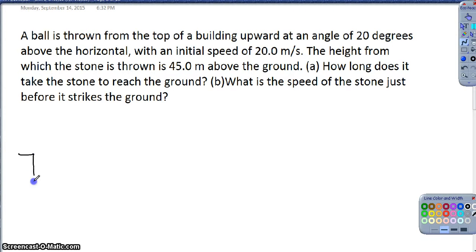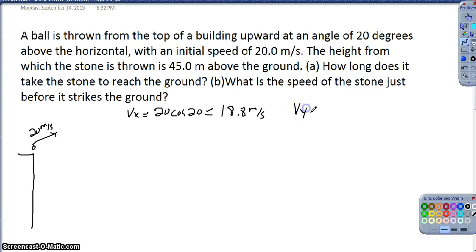So just drawing this, representing this here, I'm throwing the ball off at a 20-degree angle at 20 meters per second. So the first thing I'm going to do is find my horizontal and my vertical components, right? Because I know that I always want to break those up into components. And so I get about 18.8 meters per second for my horizontal component, and when I do 20 times sine of 20, I get about 6.84 meters per second for my vertical.